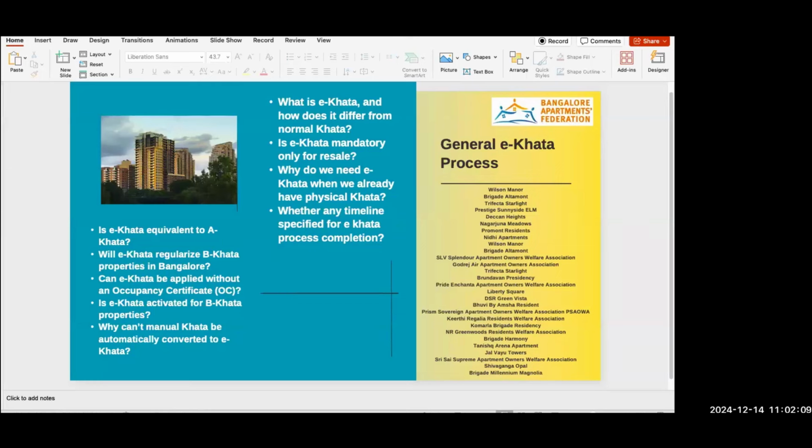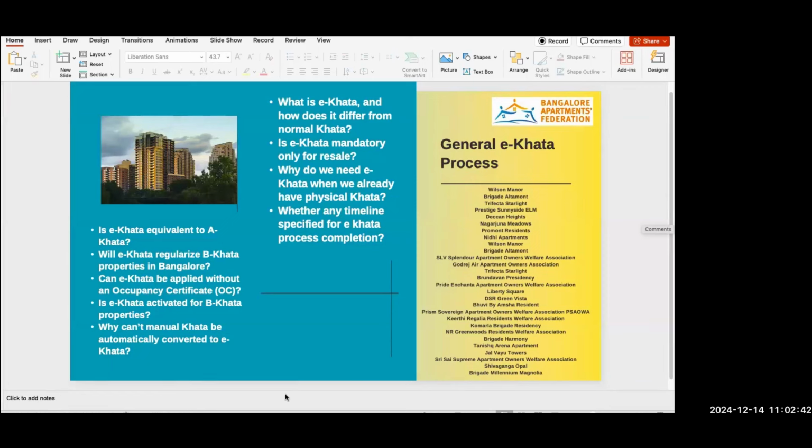Yeah, thank you. What is e-Khata and how does it differ from normal Khata? See, BBMP issues you property ownership record. For lack of better word, I'm using that. That property ownership record which BBMP issues is basically called BBMP Khata. Now that Khata is used by the citizen for all ownership purposes, practically speaking, be it selling, registration, mortgage, loan, you name it, or lease, everywhere that is the de facto document for the ownership.